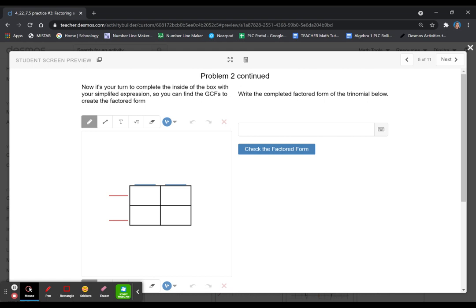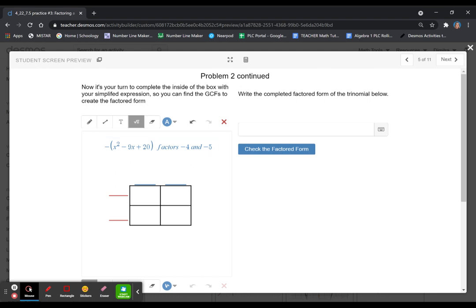All right, awesome. It says now it's your turn to complete the inside of the box with your simplified expression. Let me write the original one so that we can remember what it is. We're going to write the factored one: negative 1 times x squared minus 9x plus 20. And then our factors were -4 and -5. So let's fill in this table.